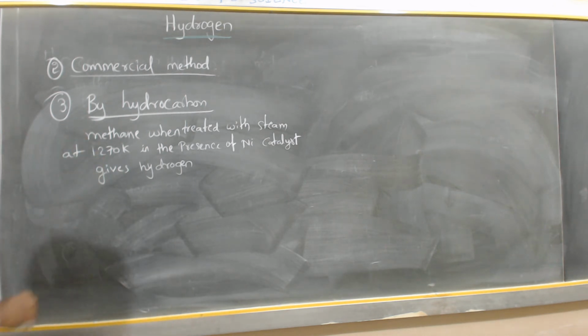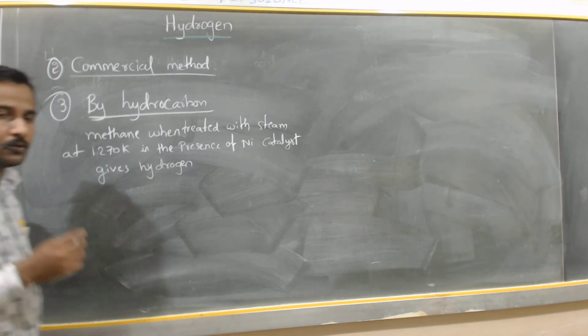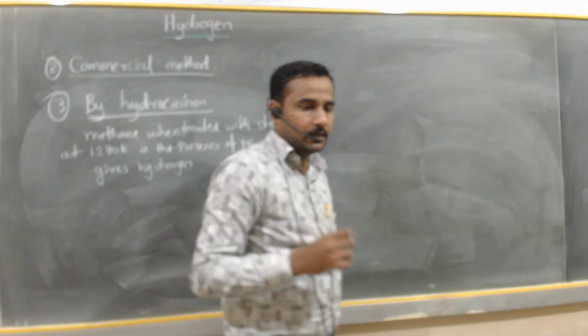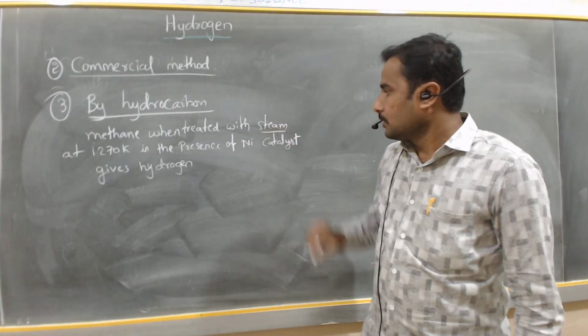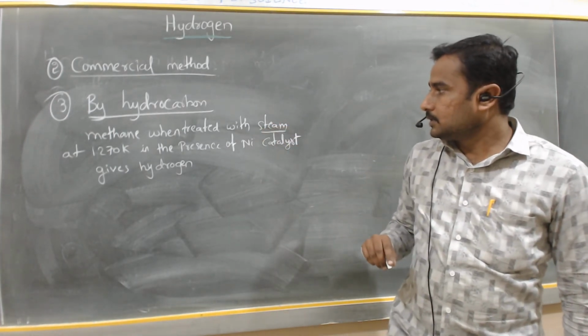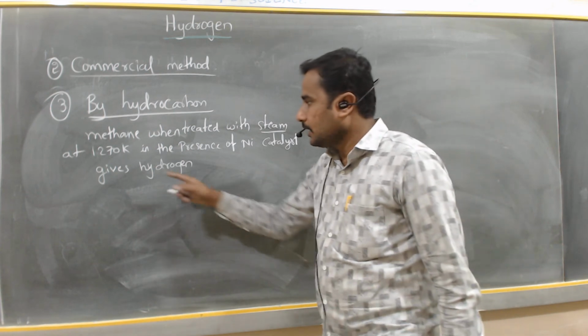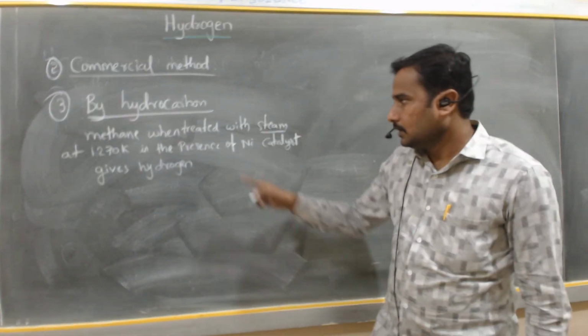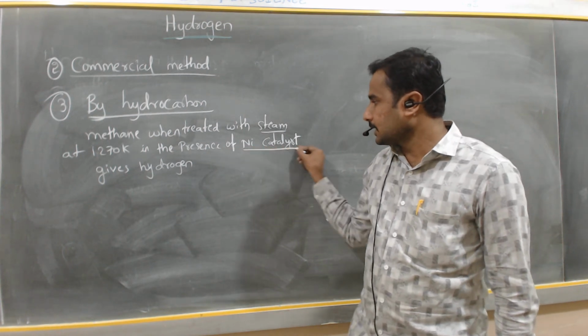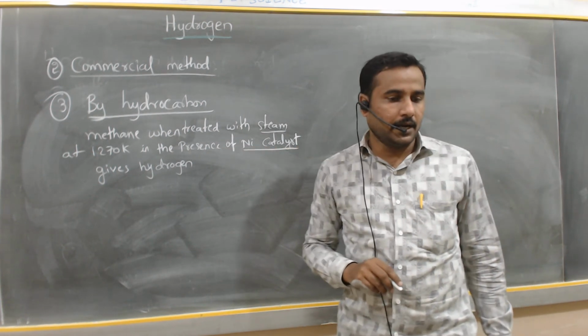The methane when treated with the steam. Steam means what? That is water at a high temperature. So we also know about the steam here. When the methane is treated with the steam at 1270 Kelvin, in the presence of what? Nickel catalyst. So it will give hydrogen here.